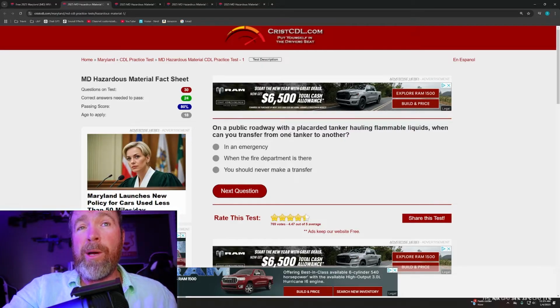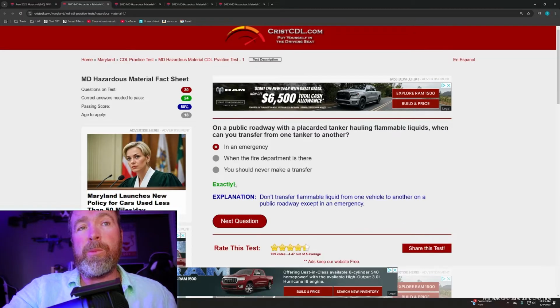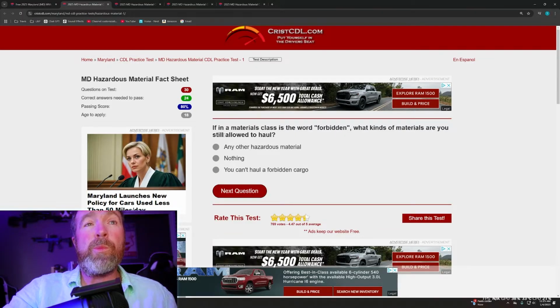On a public roadway with a placarded tanker hauling flammable liquids, when can you transfer from one tanker to another? In an emergency. If the materials class says the word forbidden, what kinds of material are you still allowed to haul? The answer is you cannot haul forbidden cargo, which is kind of like nothing, but the answer is you cannot haul forbidden cargo.